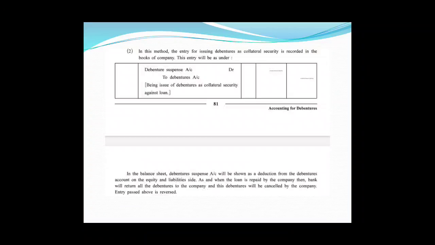So friends, this is how the accounting treatment is done when debentures are issued as collateral security. In the next lecture we will be doing practical sums about this.